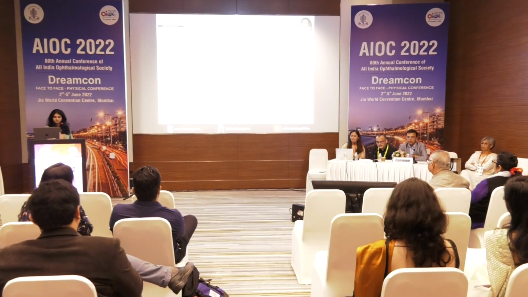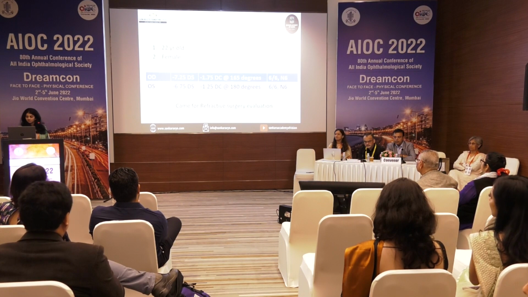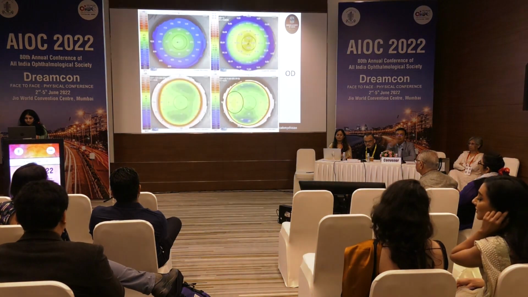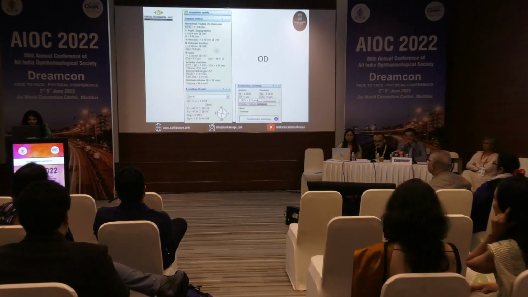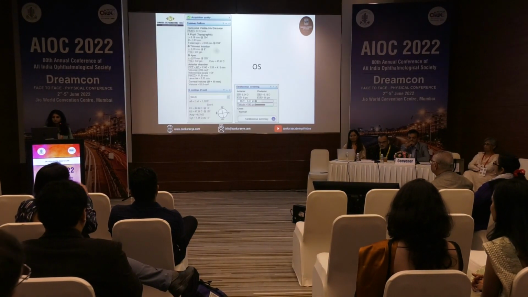I'll go back to the first case. What was the refractive error for the second case? It was a high myope, minus 7.25, minus 6.75. What is white to white? Right eye was 11.84 and left eye 12.12.